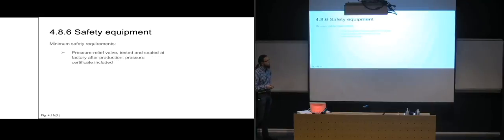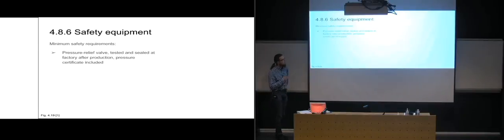Then we're going to look a bit at safety equipment, so the ways we can keep the accumulators safe when they're under pressure. So we have minimum safety requirements for the accumulators. So we're going to need a pressure relief valve so that we don't exceed the maximum pressure allowed. And it's going to be tested and sealed in the factory after it's been produced, and a pressure certificate is going to be included. So the only thing that the pressure relief valve is going to experience before it's put to use is that it's going to be installed into the system.